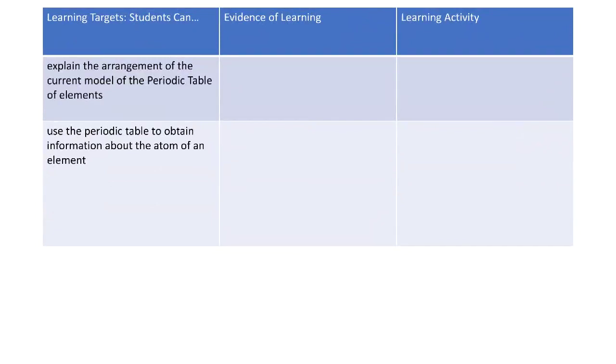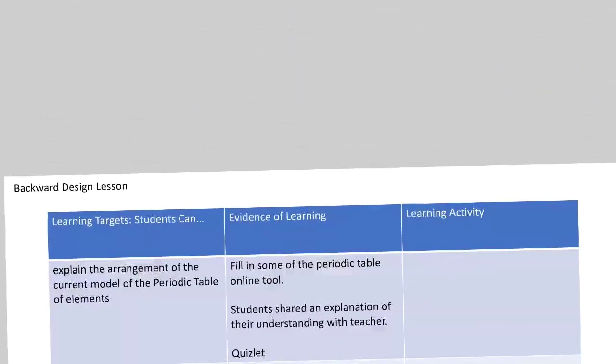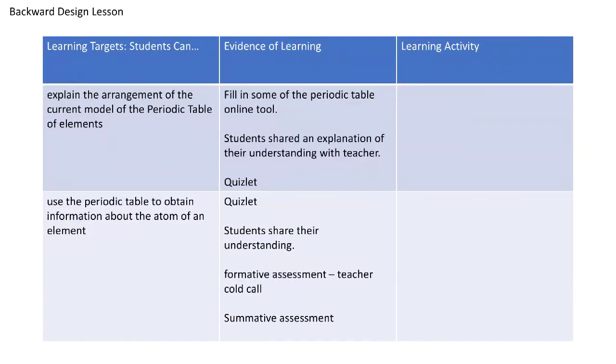So she first determined the formative and the summative assessments that would show if students had mastered the target. You can see that she had students fill in some of the periodic table via an online tool. They shared an explanation of their understanding with her and did a Quizlet. So the next learning target, they did another Quizlet, shared their understanding through a cold call that she used as a formative assessment, and then a summative assessment on Canvas.